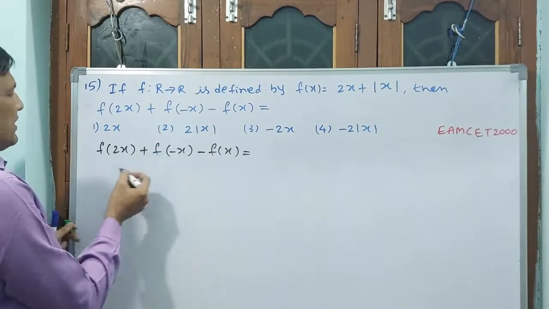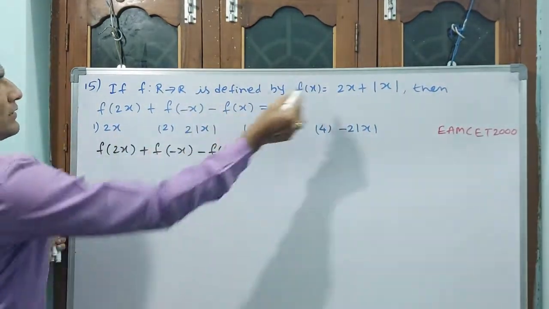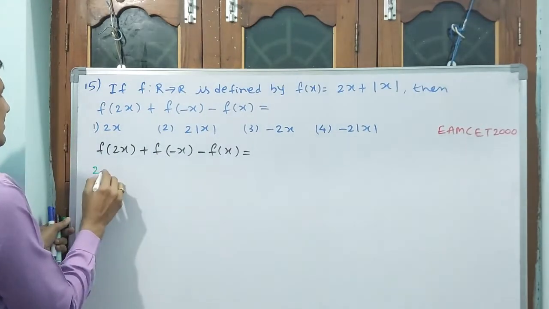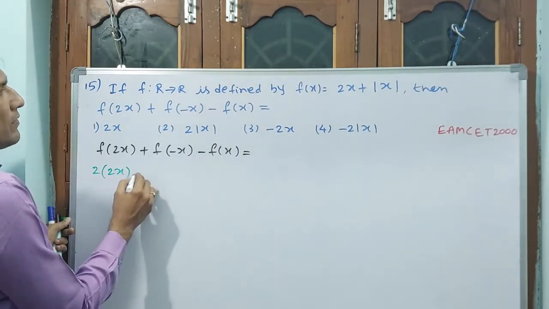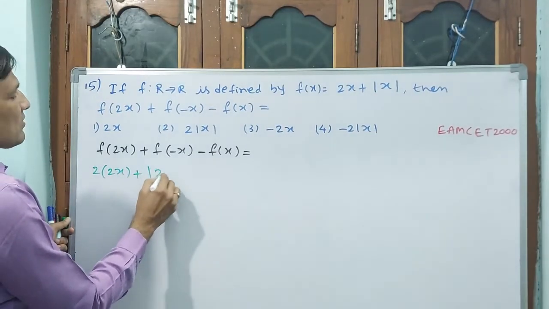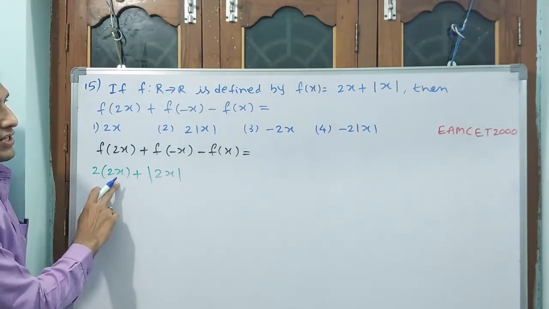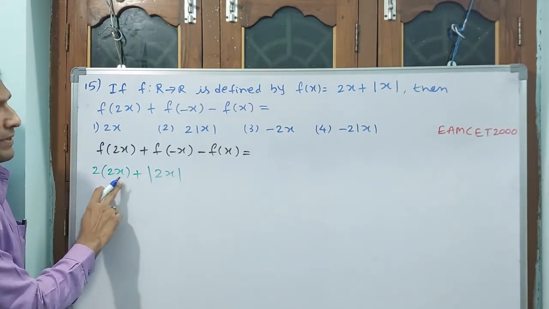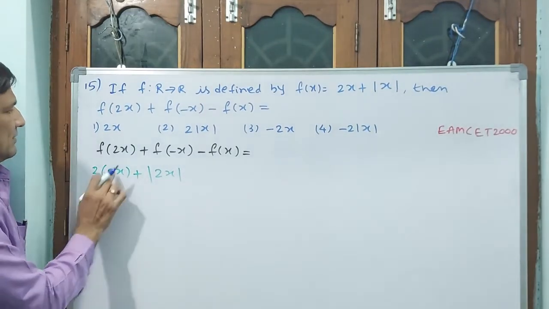f of 2x means in place of x you have to substitute 2x. So 2 into 2x plus modulus of 2x. The function is f of x equals 2x plus modulus x. In place of x you have to substitute 2x. Why? Because this is f of 2x.